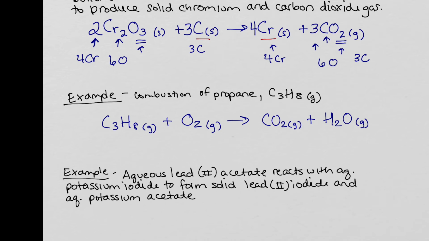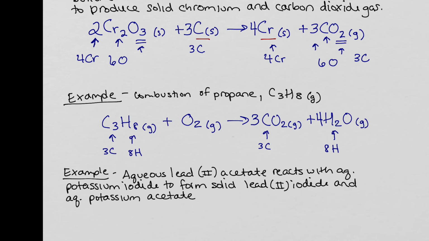So if I look at the left-hand side of the equation, I have 3 carbon on this side. And if I look at the right-hand side, I have 1 carbon over here. So the first thing I'm going to do is put a coefficient of 3 in front of CO2. So now I have 3 carbon on the left and 3 carbon on the right. Now I'm going to move on to hydrogen. I look over here and I see I have 8 hydrogen. And if I look on the right-hand side, the product side, I see I have 2 hydrogen over here. So if I put a coefficient of 4 in front of that, then 4 times 2 gives me 8.